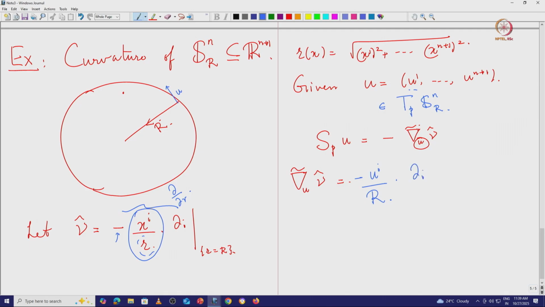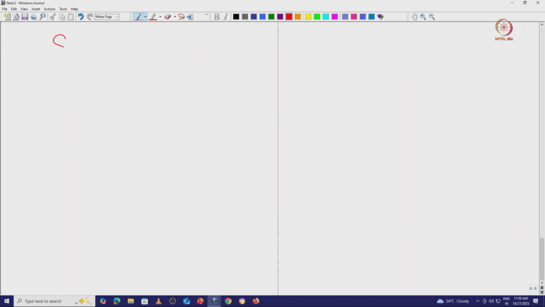Okay. So this implies that the shape operator applied to u is precisely given by ui by r times del I. But of course what was u itself was ui del I, summed over all i's. So this is just 1 by r times u, which means that the shape operator for the sphere is simply 1 by r times the identity matrix.